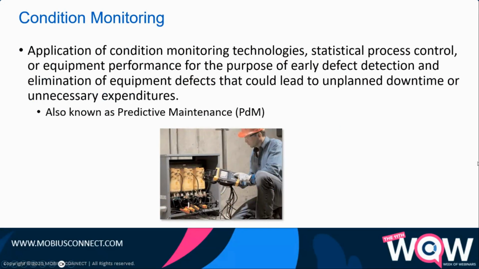So what is condition monitoring? Condition monitoring is the application of condition monitoring technologies, statistical process control, or equipment performance for the purpose of early detection and elimination of equipment defects. And of course, the purpose there is to identify and eliminate these defects before unplanned downtime occurs, creating unnecessary expenditures. Condition monitoring is also known as predictive maintenance. It's also called condition-based maintenance. All three of them are used synonymously. And I think you'll see that throughout this presentation as well. So next slide, please.